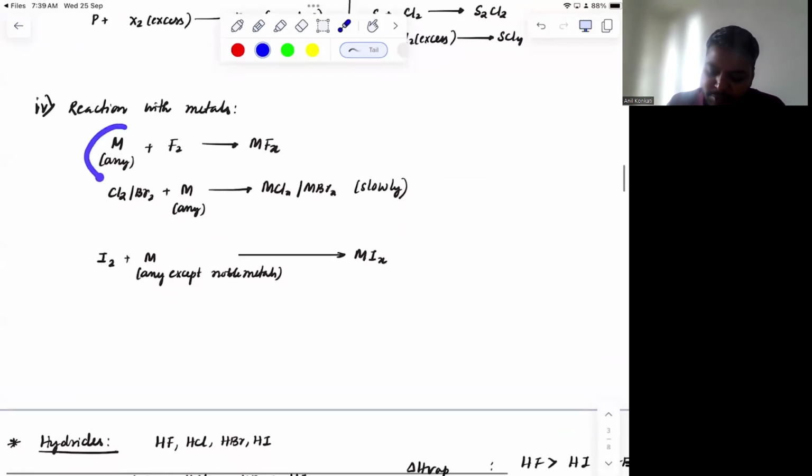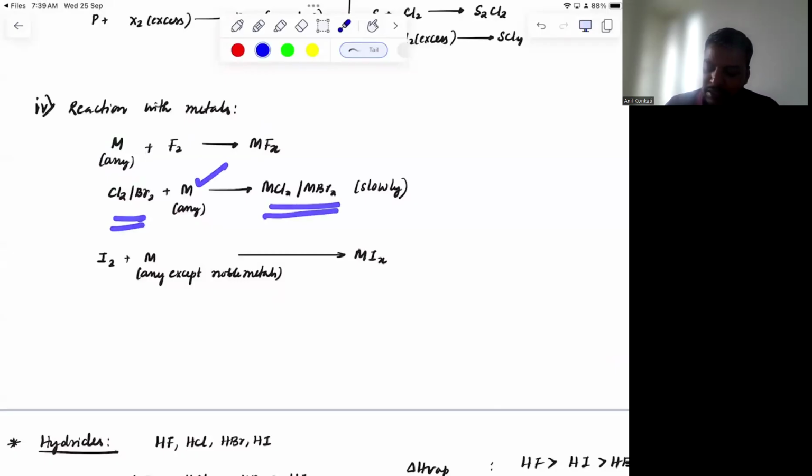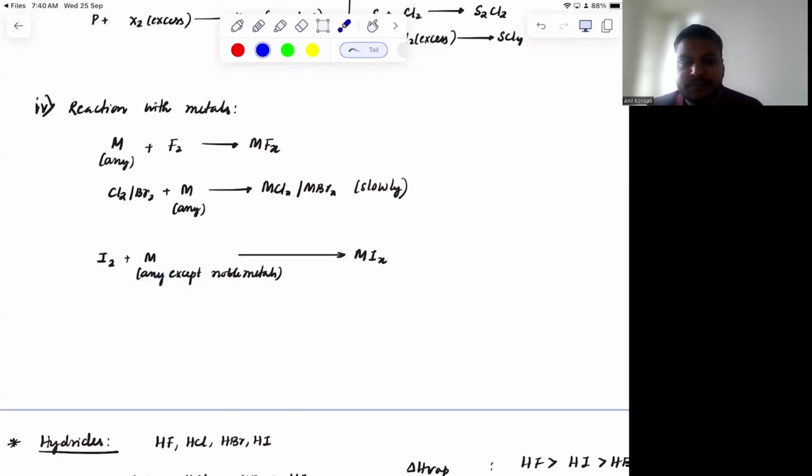Next, what are the reactions with metals? Metal with F2 will become MFx. Cl2 and Br2 will become MClx and MBrx. Iodine with any metal except noble metals, you'll get MI formation. Done. So I hope this part is clear, everyone.